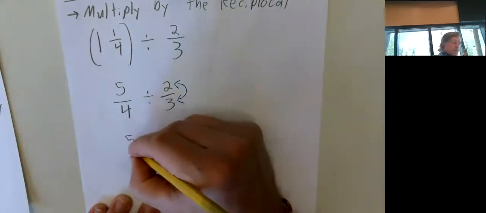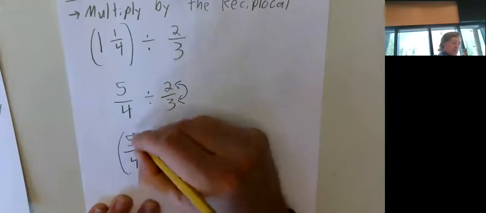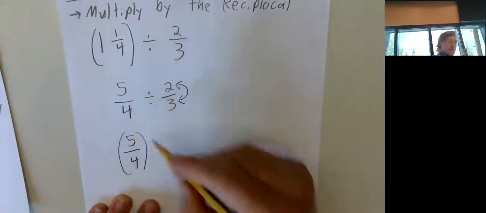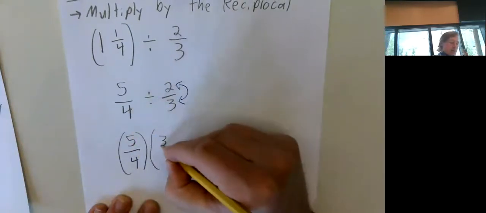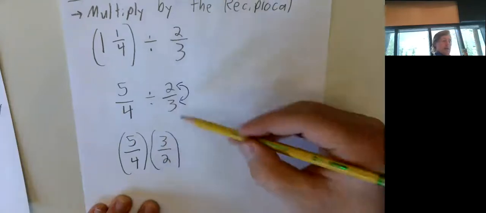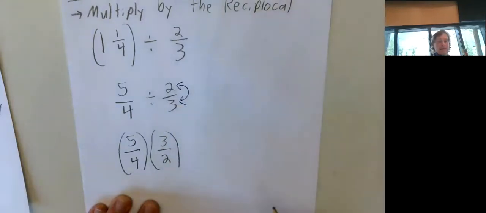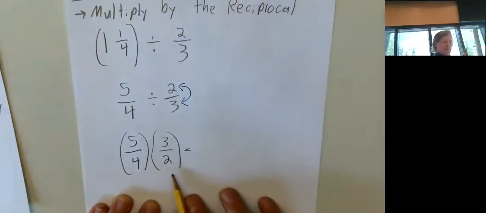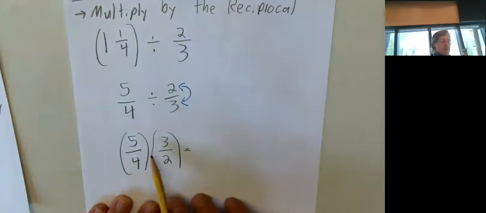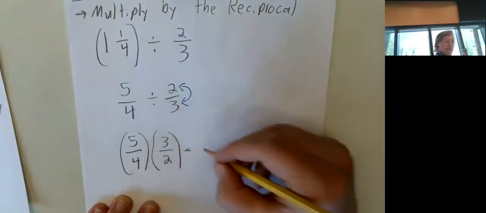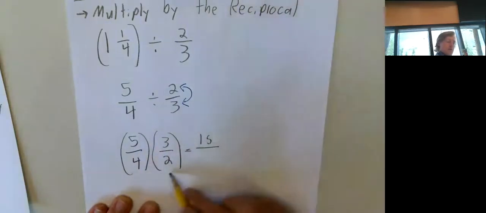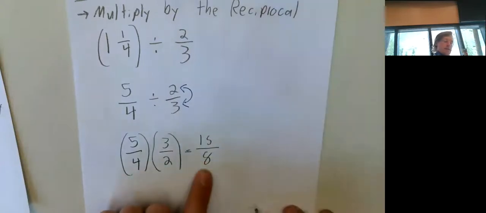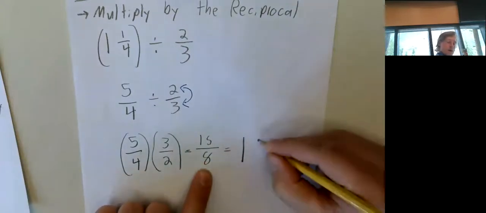So this turns into a multiplication problem. First number stays the same. The second one gets flipped around, 3/2. Again, the denominator and numerator switch sides. I can cross reduce if I can. I'm not able to here. So now I'm just able to multiply across. 5 times 3 is 15. 4 times 2 is 8. Cleaned up here, this is 1 7/8.